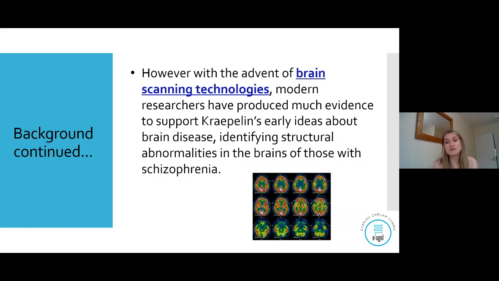So it says here, modern researchers have produced much evidence to support Kraepelin's early ideas about brain disease, identifying structural abnormalities in the brains of those with schizophrenia. So we actually have a little bit of empirical scientific evidence now, which obviously we didn't have before with Freud's theory.